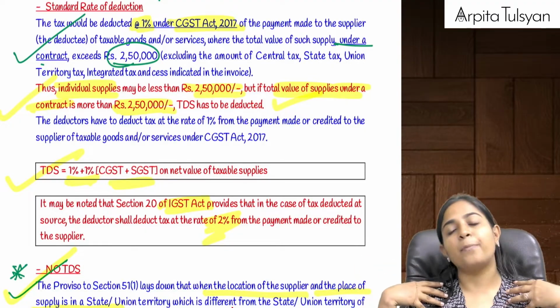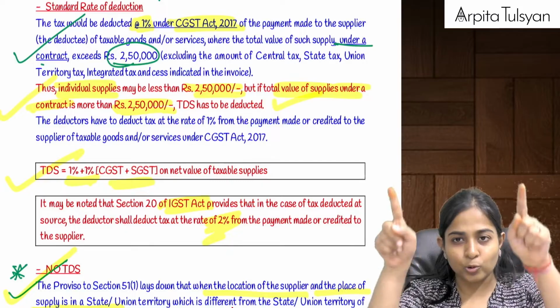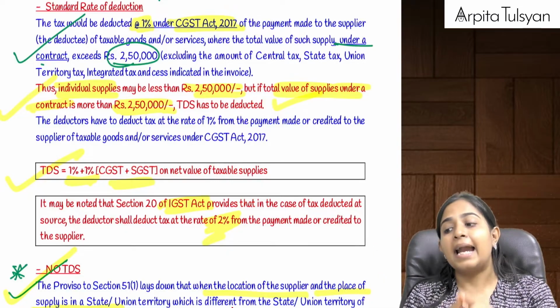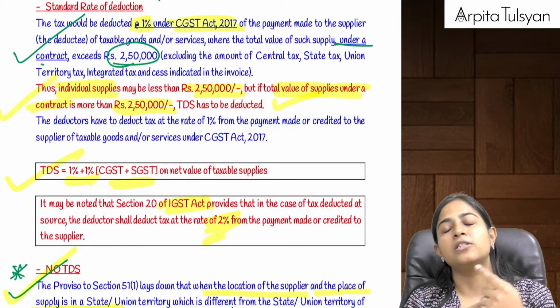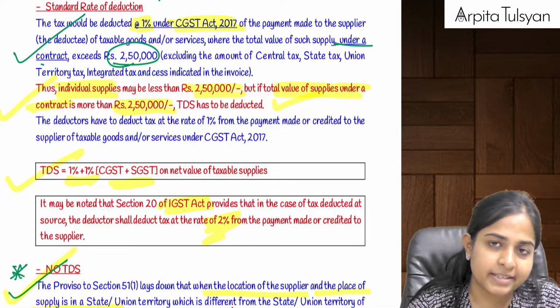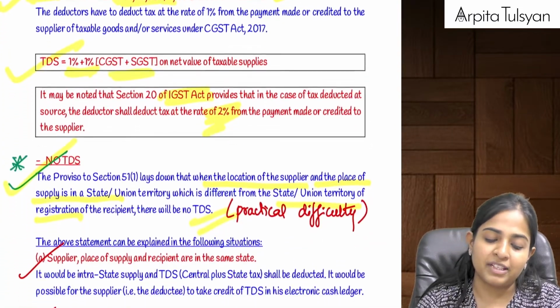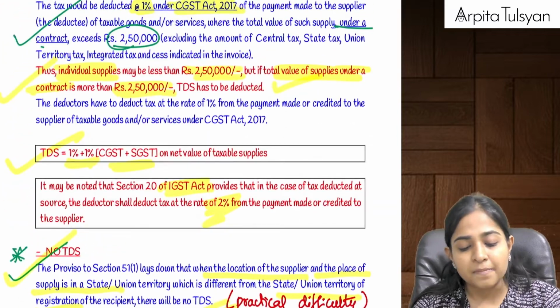Okay, if a supplier is providing taxable goods or services to those categories of persons, and the contract value between these two persons, excluding GST and cess, exceeds rupees 2,50,000, then in that case TDS becomes applicable.